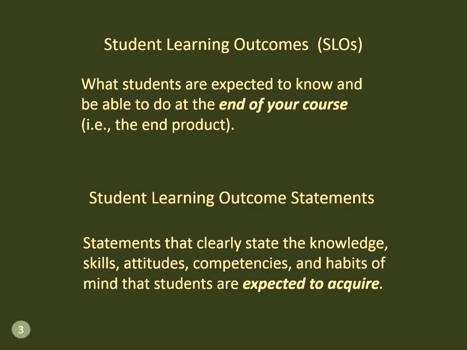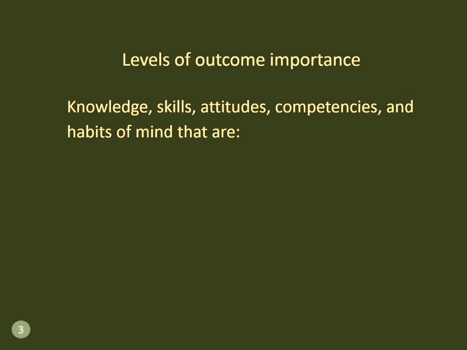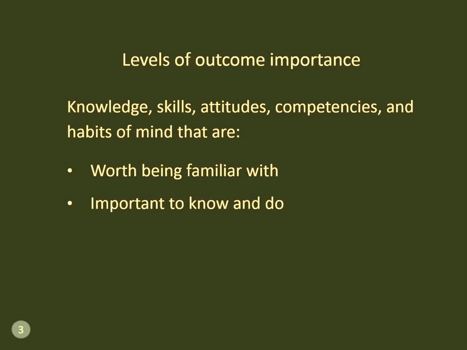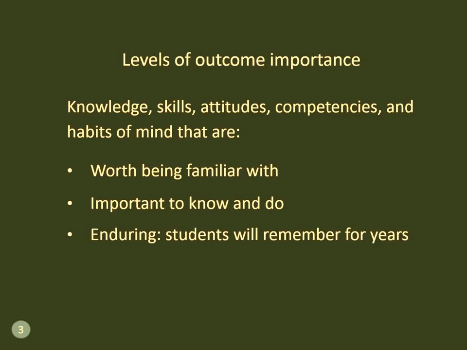So just as a general view, pretty much student learning outcomes are accepted as being an end product, the thing that you want students to know and be able to do when they finish your course. To be more specific, though, and to work with the model, we really have to think in terms of statements. And these would be the statements that clearly state the knowledge, skills, attitudes, competencies, and habits of mind that students are expected to acquire. And this definition is floated around in the literature also.